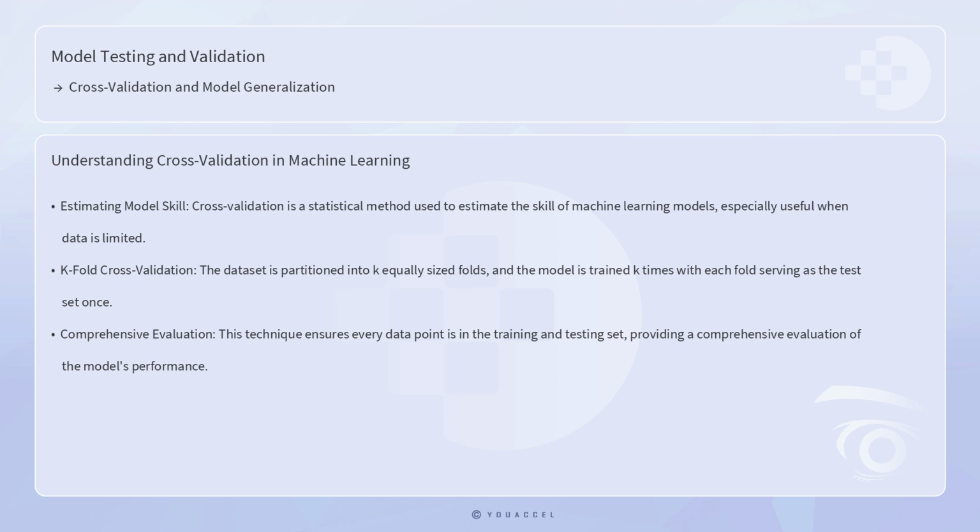In this approach, the dataset is partitioned into k equally sized folds. The model is trained k times, each time using a different fold as the test set, and the remaining k-1 folds as the training set. The model's performance is then averaged across all k trials to produce a single estimation. This technique is beneficial because it ensures that every data point has the chance to be in the training and testing set, thus providing a comprehensive evaluation of the model's performance.